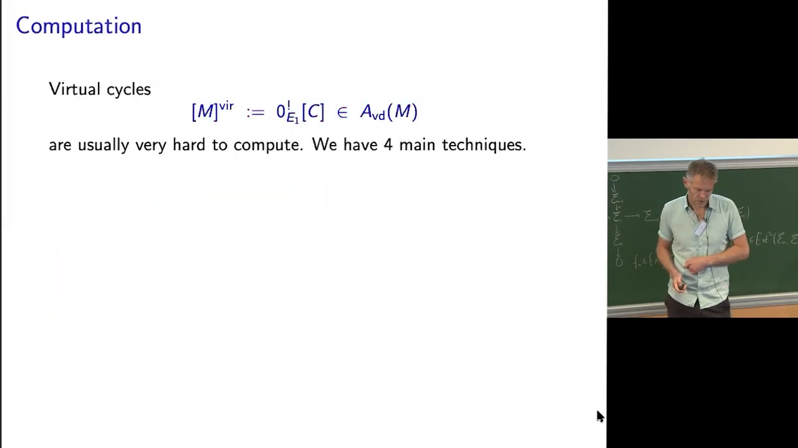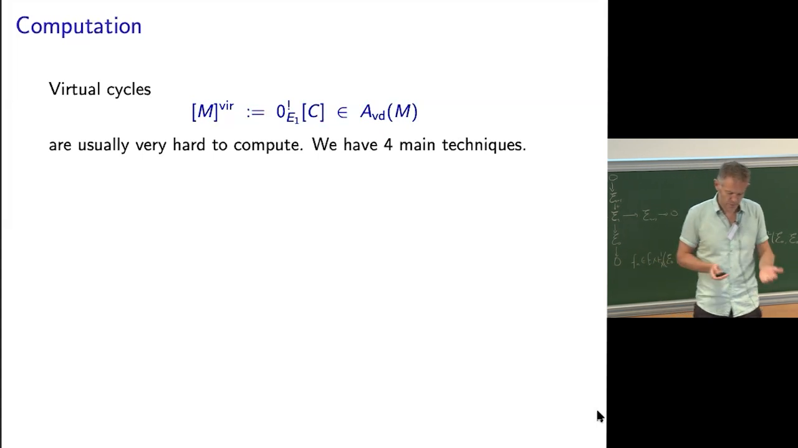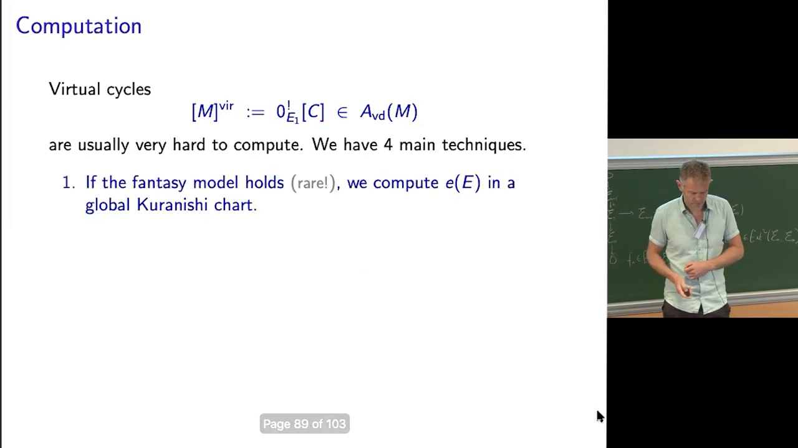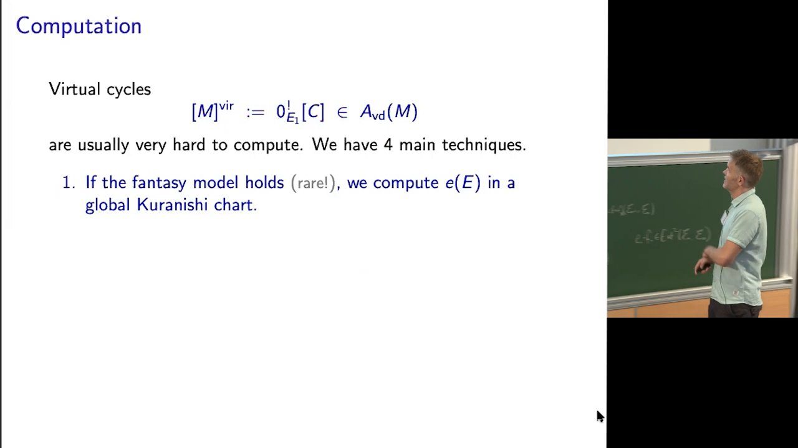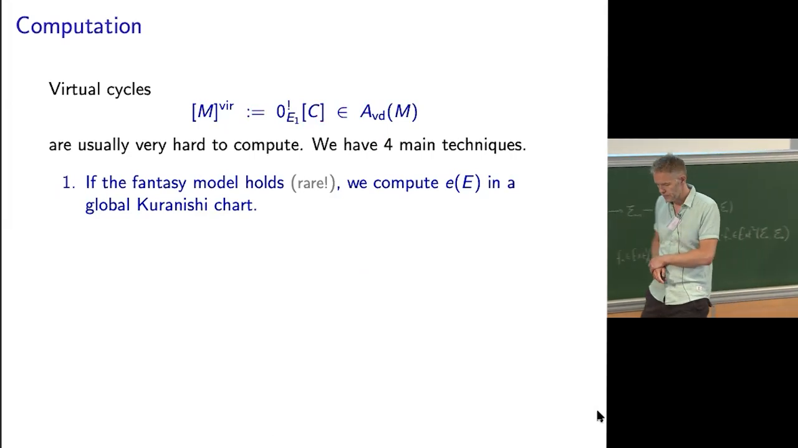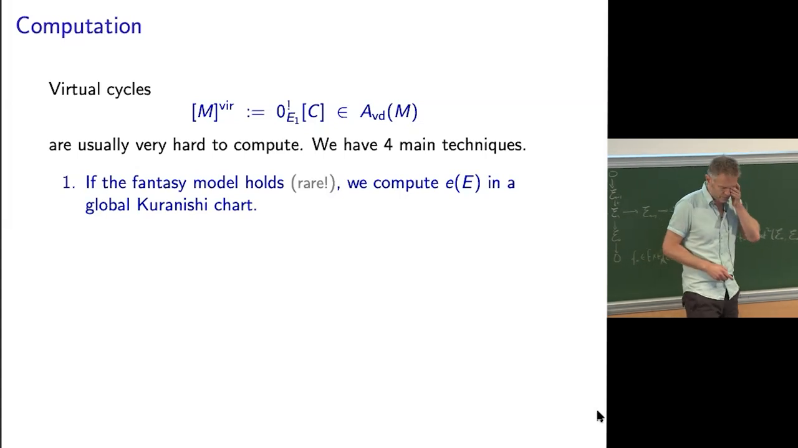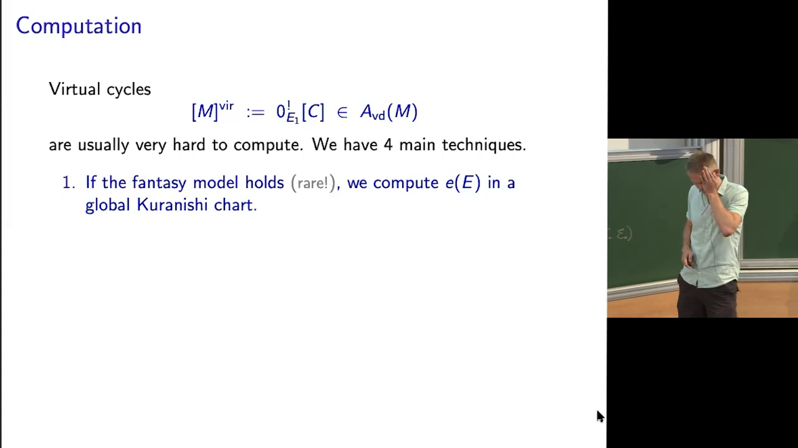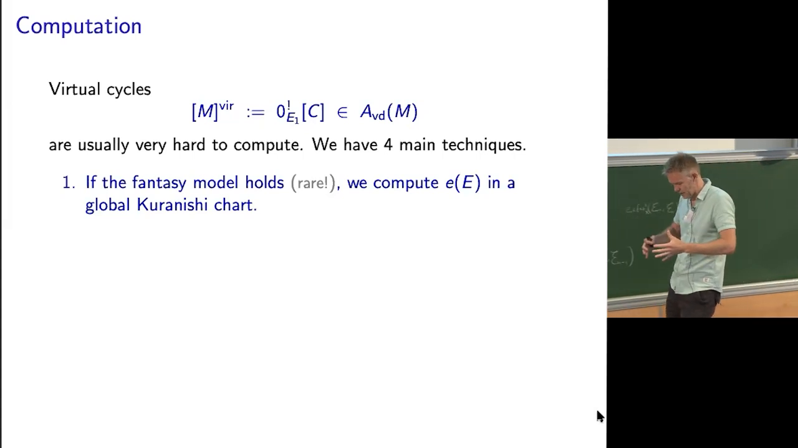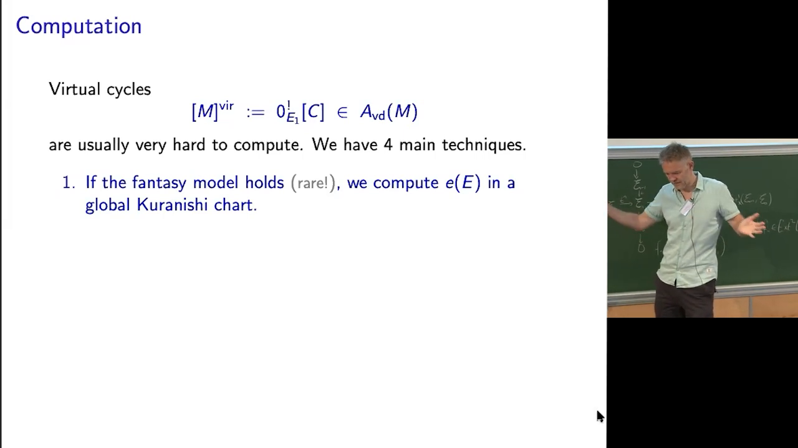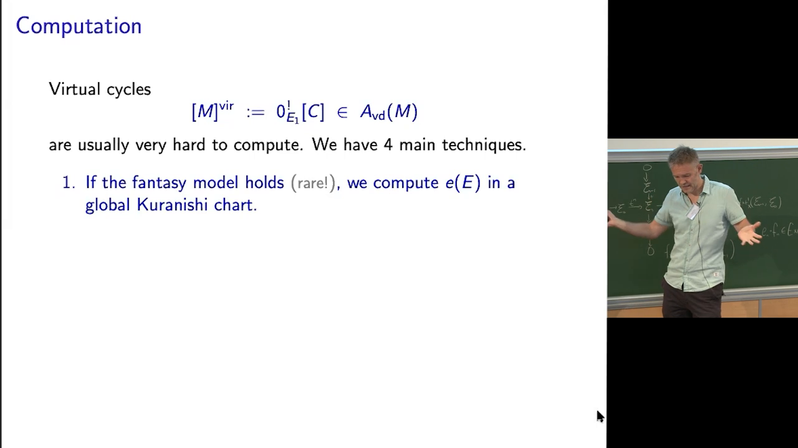Okay, so these virtual cycles are extremely hard to compute. It took many years before people worked out ways to compute these things. There are four main techniques. So one is, very occasionally, the fantasy model really holds globally. An example of that is when you compute genus zero Gromov-Witten theory of the quintic. The ambient space is the space of genus zero stable maps to projective space, P4, that turns out to be smooth.